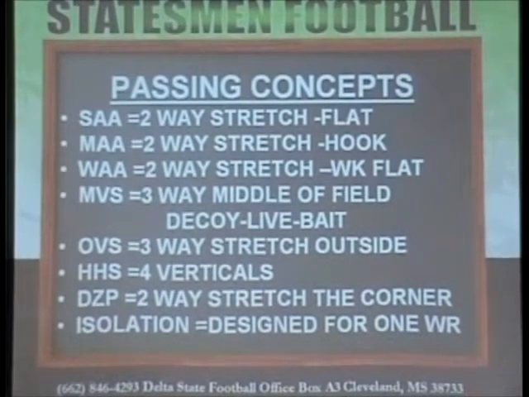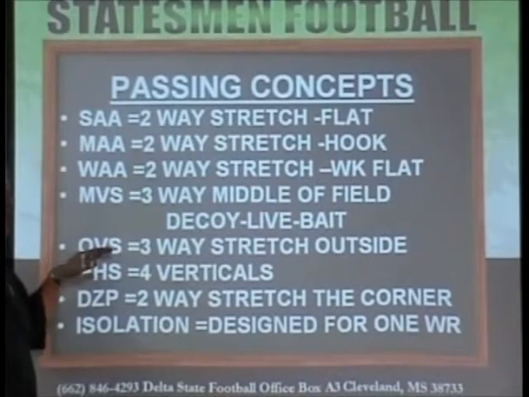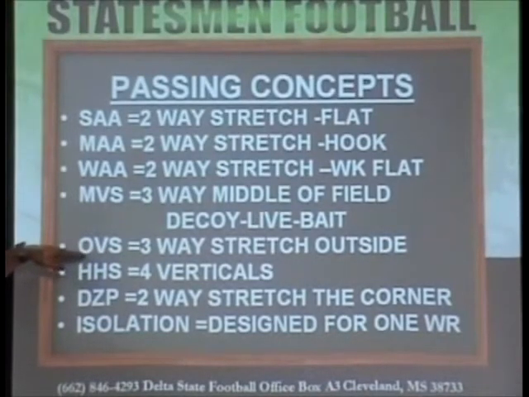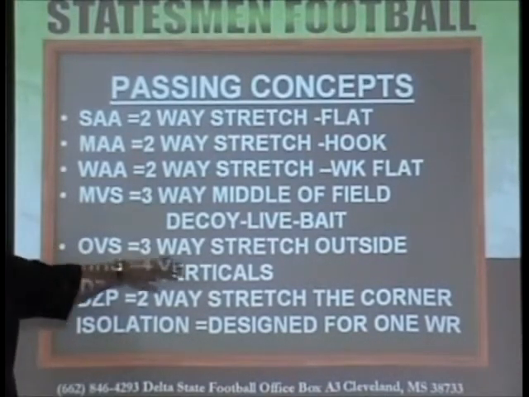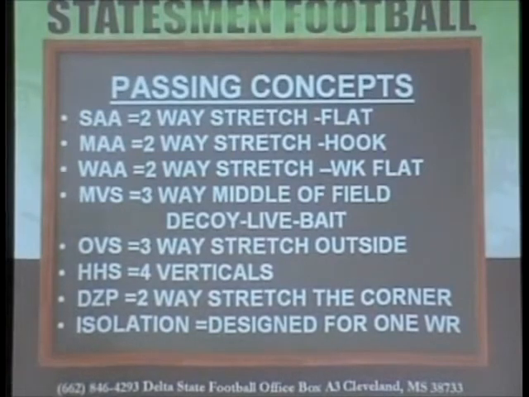Okay. OVS would be a three-way stretch outside, and I got some examples drawn up for each one of these. Now the stretch outside the hash, right? You can think about your flood concept with a flat, an out, and a go route, or it could be with an out by one, a corner by number 2, and a back in the flat by 3.